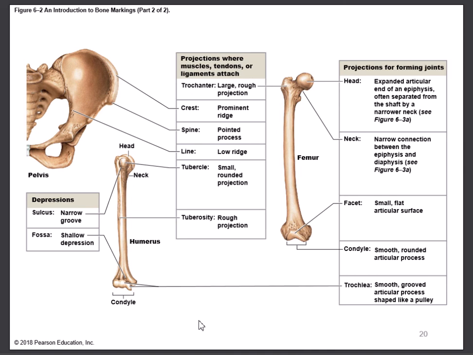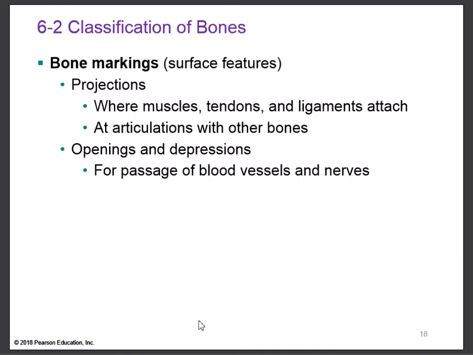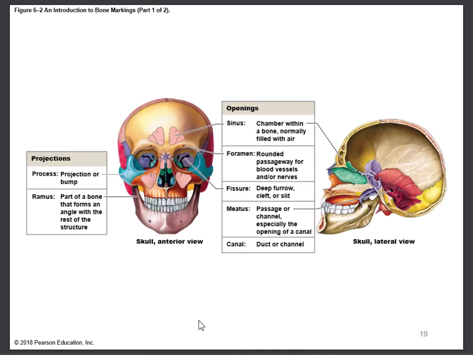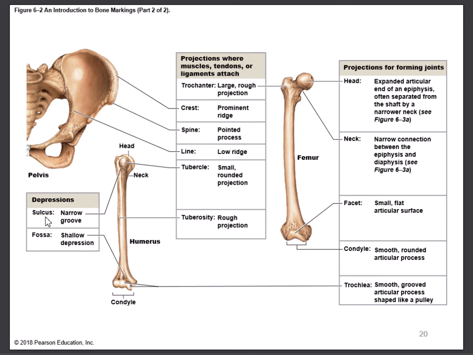So these are the various bone markings. Again, we have 2 different projections, about 5 different openings, a couple different depressions, right? The projections where muscles and ligaments attach, and then we have projections that form joints. As you learn the different bones, these will become familiar to you.